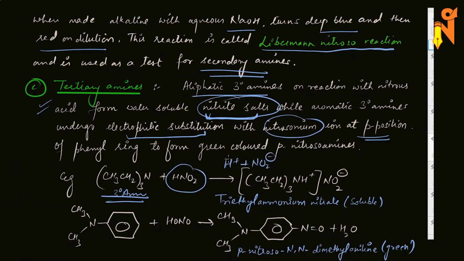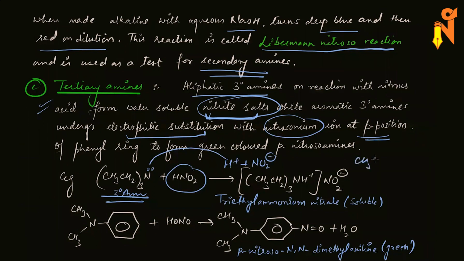Now H plus is your electrophile. It will attach to the lone pair of the nitrogen, and nitrogen will get a positive charge, and then it'll be like this. See, this is a simple acid base reaction sort of thing. You will get (CH3CH2)3NH+. Now you have NH+ and you have NO2 minus in the solution.